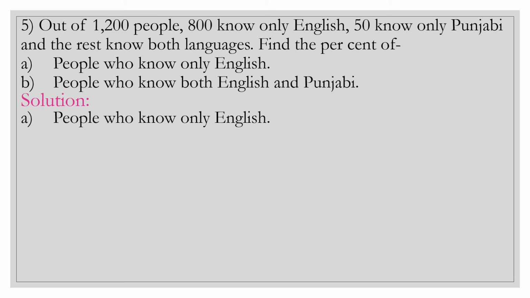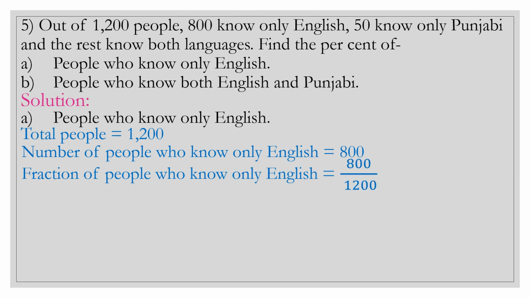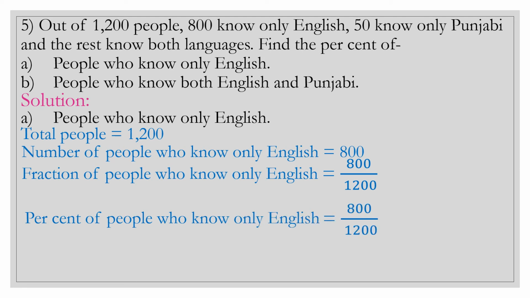See, in this question, total people is equal to 1200 and number of people who know only English is equal to 800. So the fraction of people who know only English is equal to 800 upon 1200. And we know that to convert any fraction into percentage, multiply the fraction by 100 and put the percentage symbol. So percentage of people who know only English is equal to 800 upon 1200 multiplied by 100 in bracket and put the percentage symbol. Now simplify.